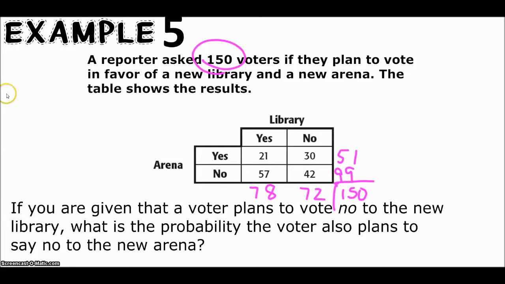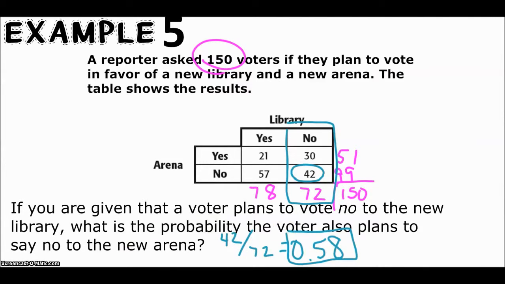So if you are given that a voter plans to vote no to the new library, so I'm looking at these groups of people here, out of 72 people, what is the probability the voter also plans to say no to the arena? That would be these people right here that vote no to both the arena and the library. So 42 out of 72 is 0.58, or 58%.